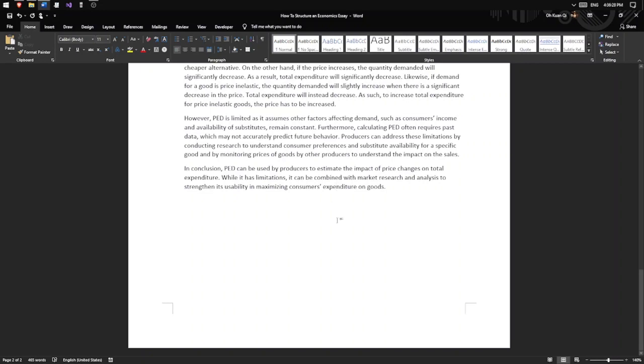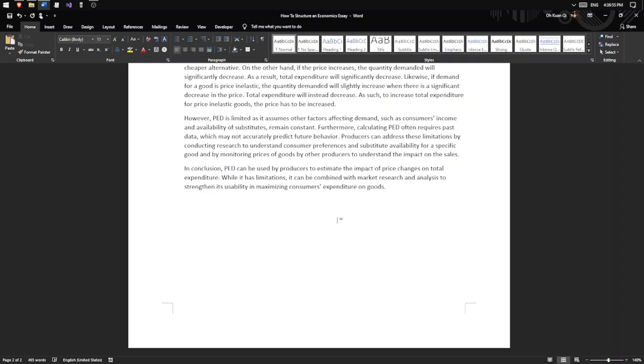So when you calculate PED, everything else remains constant. As in this case, economics term, ceteris paribus. Consumers' income is constant, availability of substitutes is constant. So this is a limitation of PED. And then for PED, we normally calculate past data, like maybe data from 2 or 3 months ago, 4 months ago, which may not necessarily be accurate for today's usage.